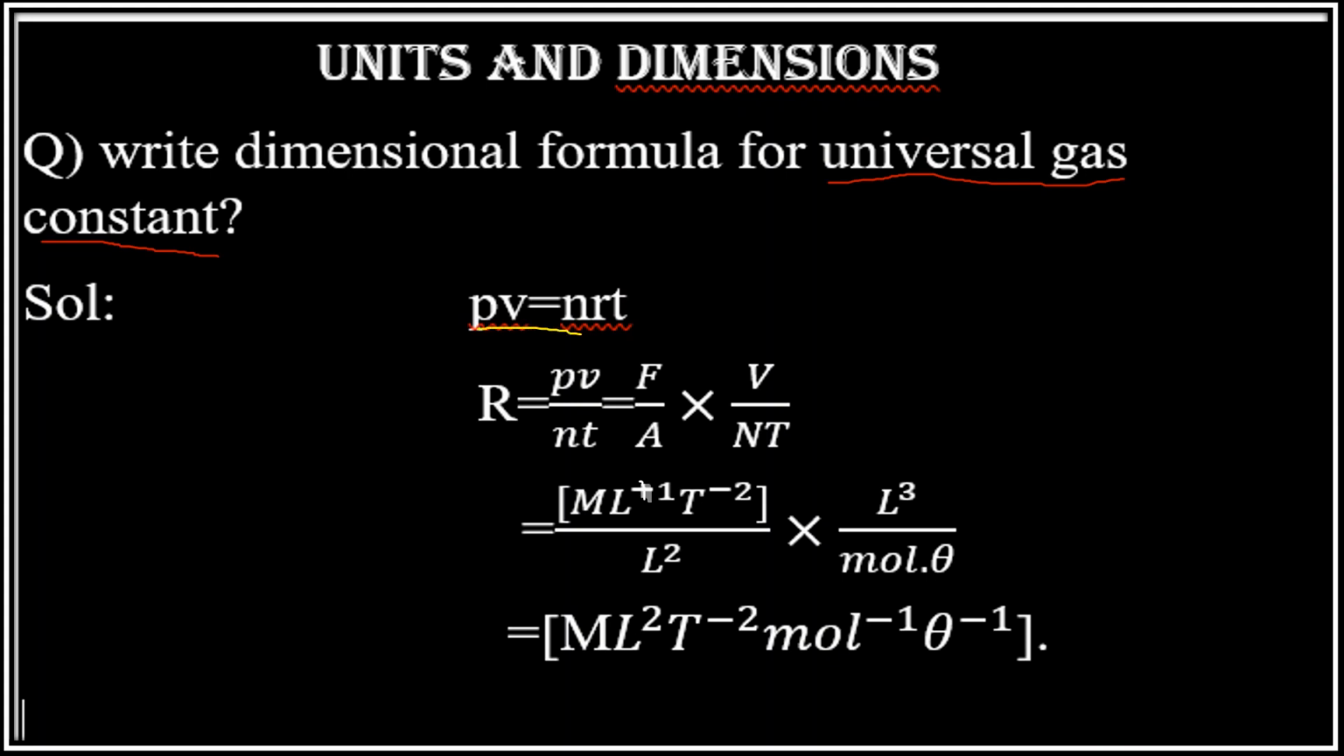We are most familiar with the ideal gas equation, PV equals nRT. You all know that. From this we can find the universal gas constant. First, let me explain the terms used in the ideal gas equation. P refers to pressure, V refers to volume, n refers to number of moles, R refers to universal gas constant, T refers to temperature. Let's solve this question further. R equals PV by nT. We send both the number of moles n and T to this side.